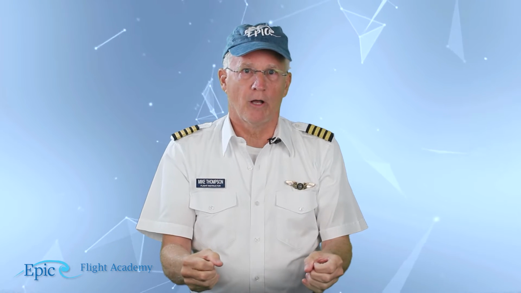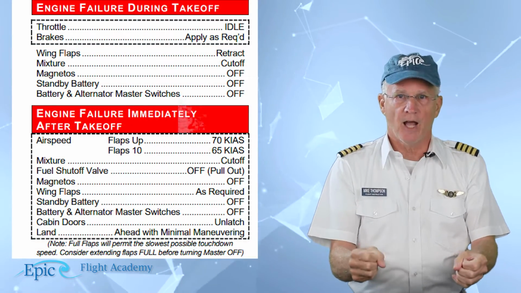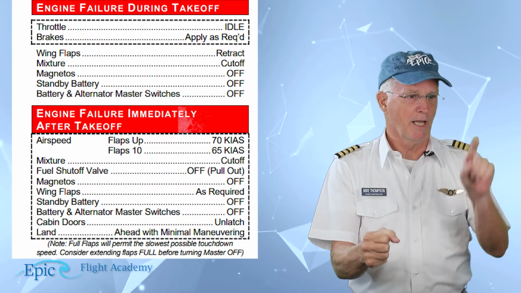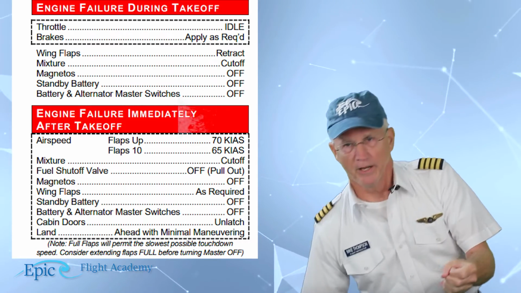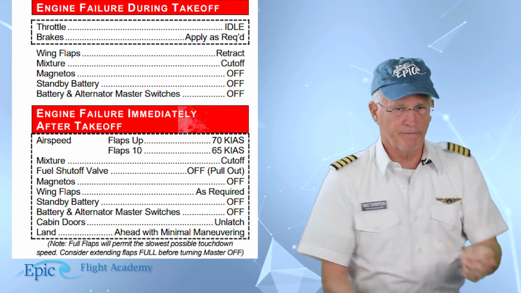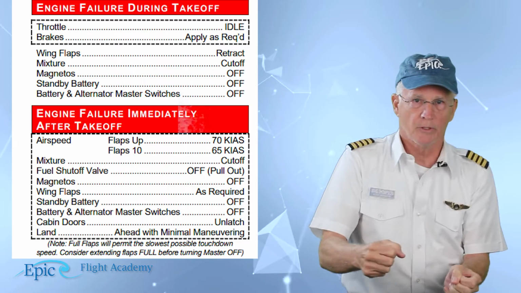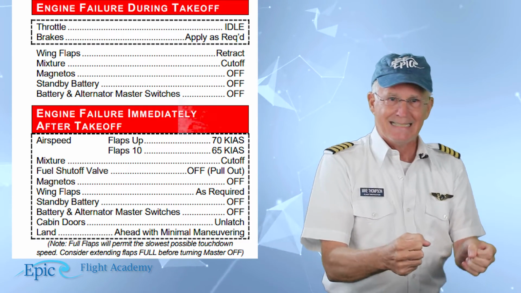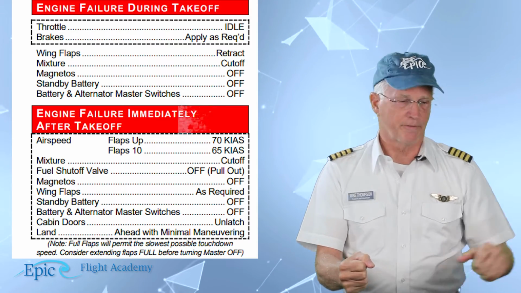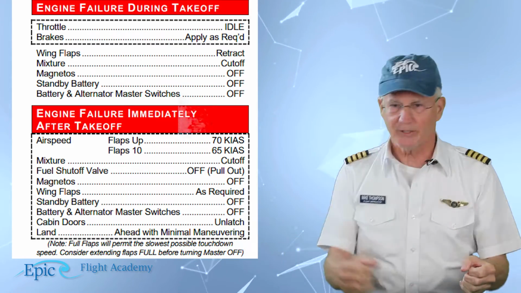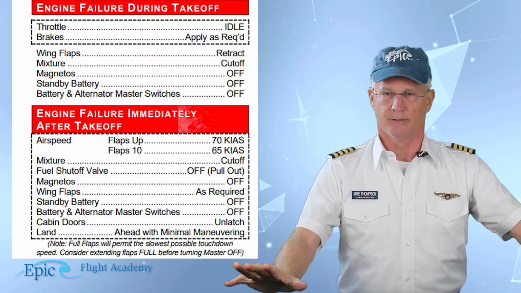Whoa, total power loss. Okay, flaps are up, so airspeed 70. Fly the airplane, pick my landing spot. There we go, mixture, cut off. Fuel shutoff valve off, mags off. Flaps full. Fly the airplane while the flaps are coming into position. There they are, full down. Standby battery off, master switch off. Cabin doors unlatched, short final, and land.